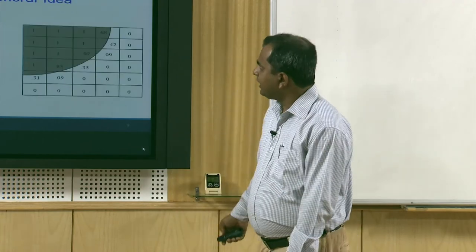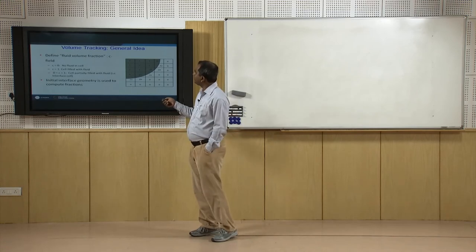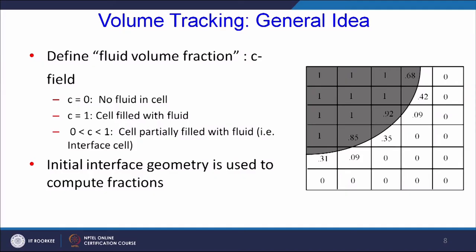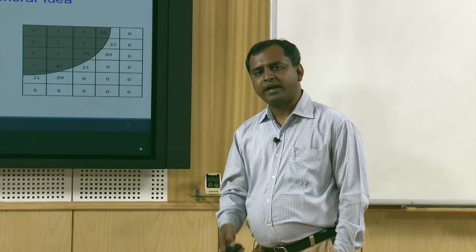Okay. Next, see another methodology which people are using nowadays. This is called volume tracking. So in this methodology, what we do, we get the volume fraction value of each cell. For example, here I have shown you one figure where you can find that these cells are having 1 values, okay, and other cells are having 0 values, and in between we are having fractional values starting from 0.31 to 0.68.